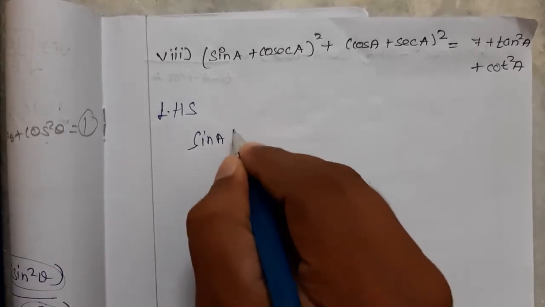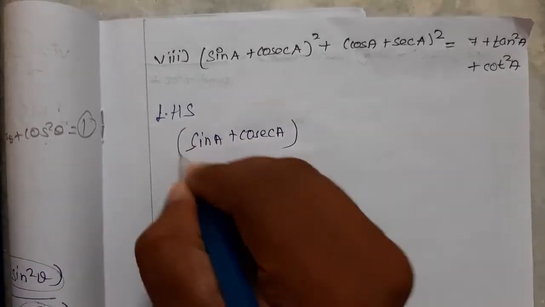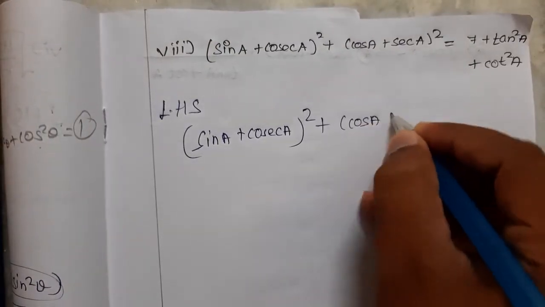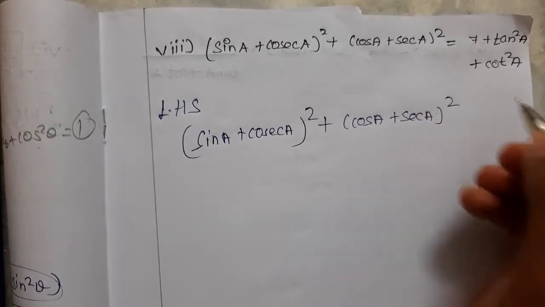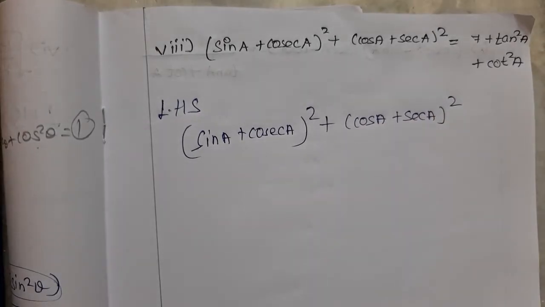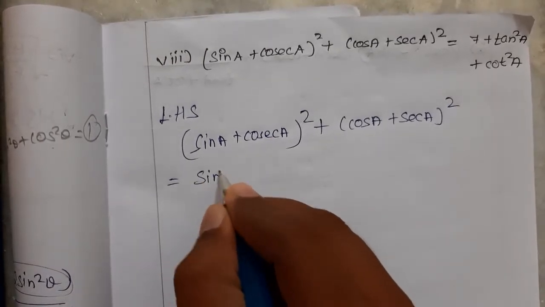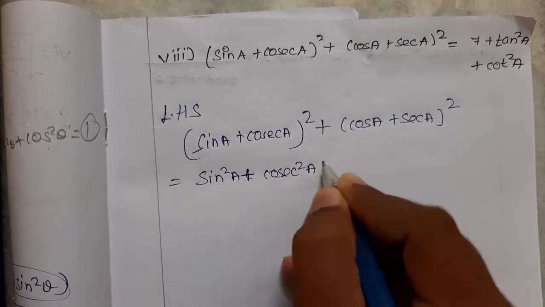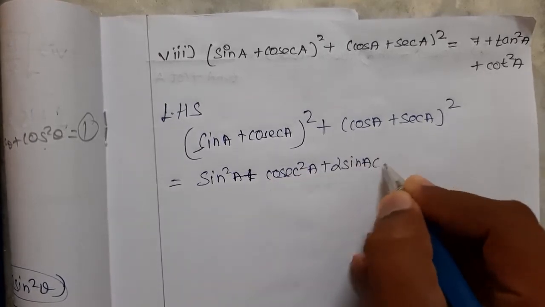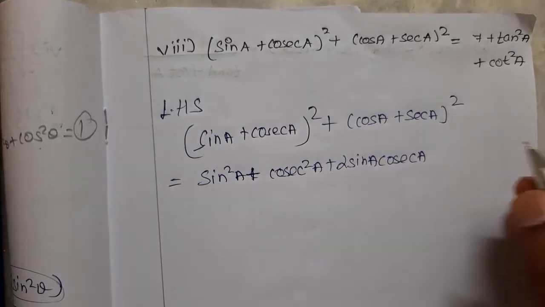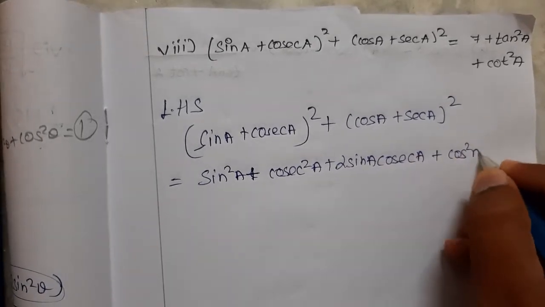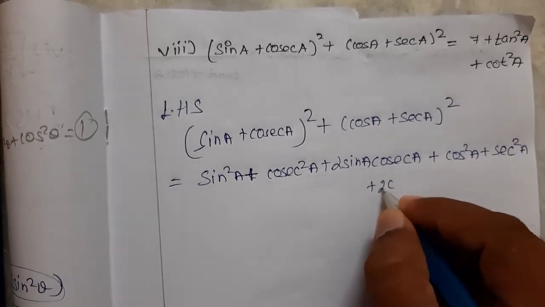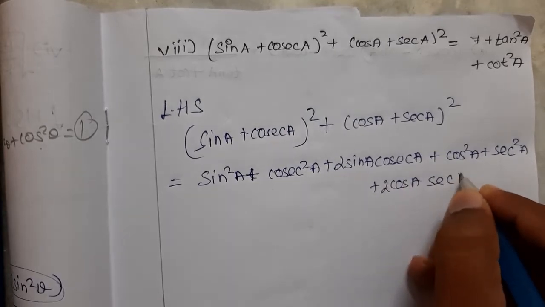So (sin a + cosec a) whole square plus (cos a + sec a) whole square. So let me use the (a + b) whole square. So you will be getting sin square a plus cosec square a plus 2 sin a cosec a, plus here will become cos square a plus sec square a plus 2 cos a sec a, right?